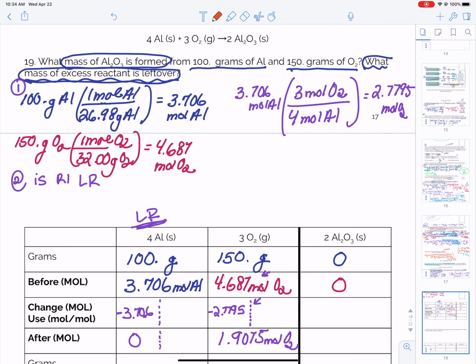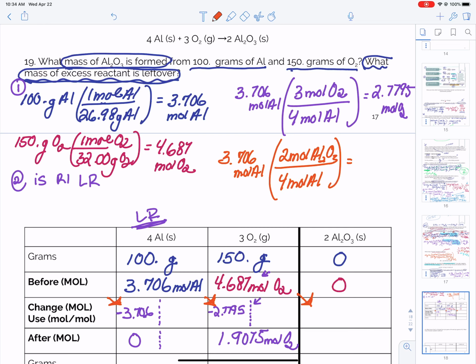What about aluminum oxide? That's what the question is actually asking me. Well, now that I know what the change is, I can figure this out by, again, using the coefficients from the balanced chemical equation. And I always start with the limiting reactant. If I use 3.706 moles of aluminum, according to the coefficients, 2 moles of aluminum oxide will form from 4 moles of aluminum, and that will give me 1.853.